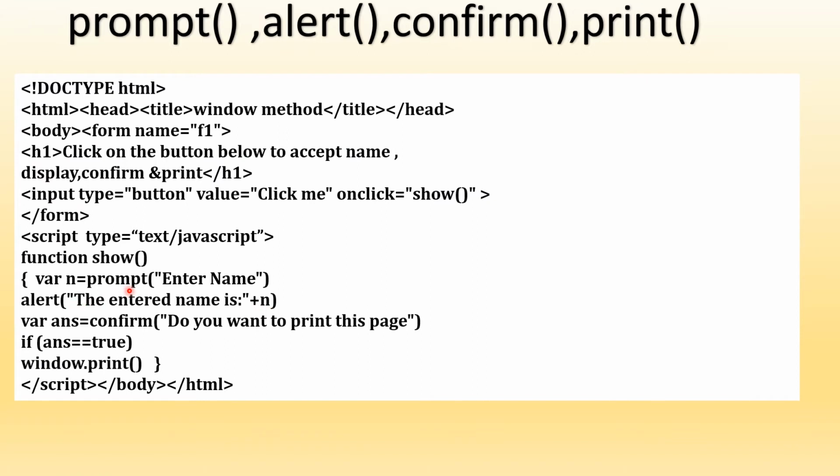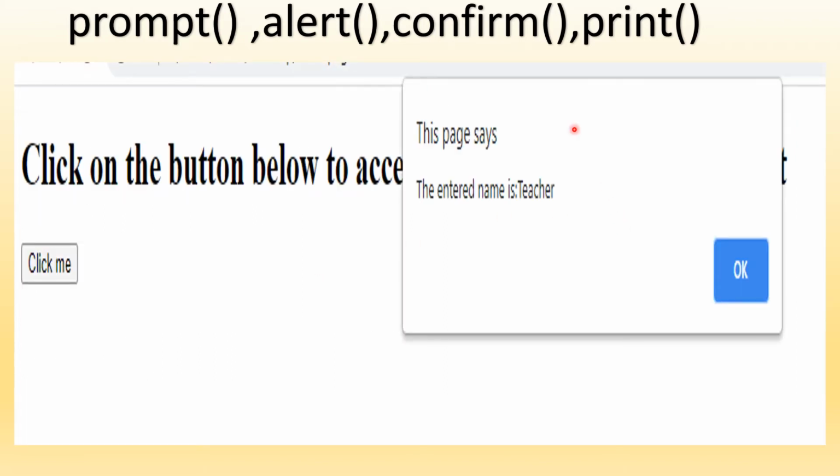So now you can see alert, I'm displaying this name. So name was stored in a variable called n. Now I'm displaying that name. So you can see I got this alert and the entered name is teacher. Alert has got a dialog box with an OK and the message you have written there.